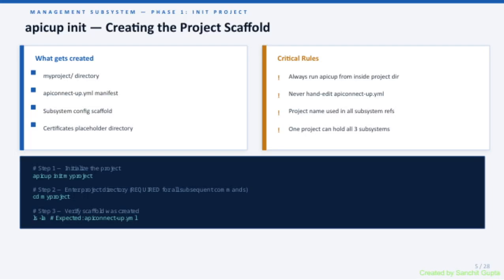Let's start by initializing the project. We run the command to create a new project scaffold, which sets up the basic structure we need. Next, we enter the project directory. This step is crucial because all future commands depend on being inside that folder. Then, we verify the scaffold was created by checking for the manifest file. Remember, never hand-edit this manifest. Always run commands from within the project directory to keep everything working smoothly. This is the foundation for managing all 3 subsystems in one place.